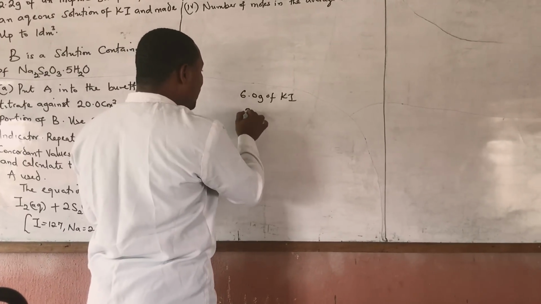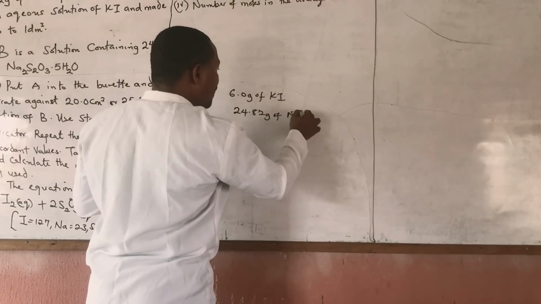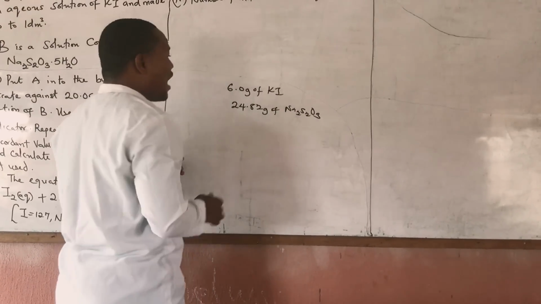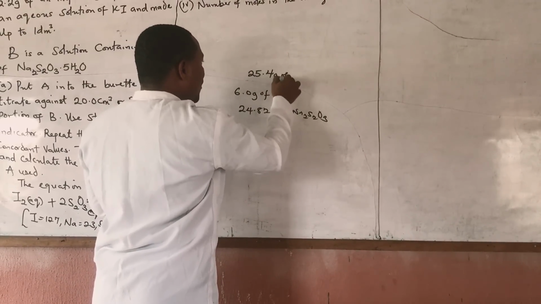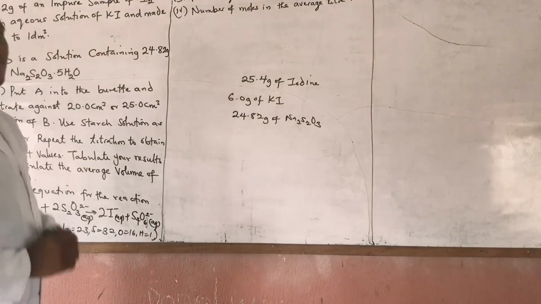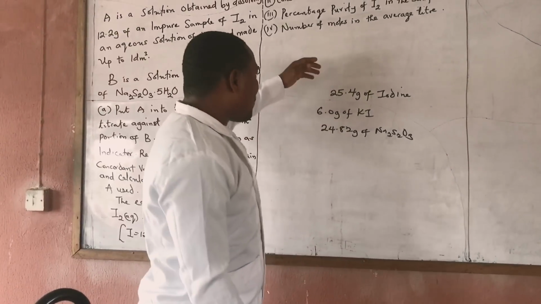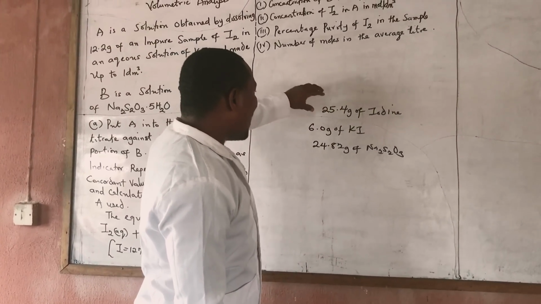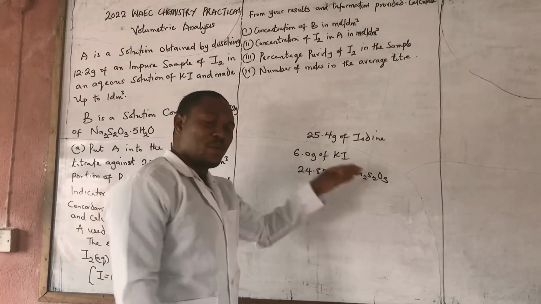They gave us 24.82 gram of sodium thiosulfate. That's what they gave us. And they gave us 25.4 gram of iodine. This was what they gave us in the instruction, that we should prepare the iodine solution by dissolving 24.4 gram of iodine in 6.0 gram of potassium iodide.